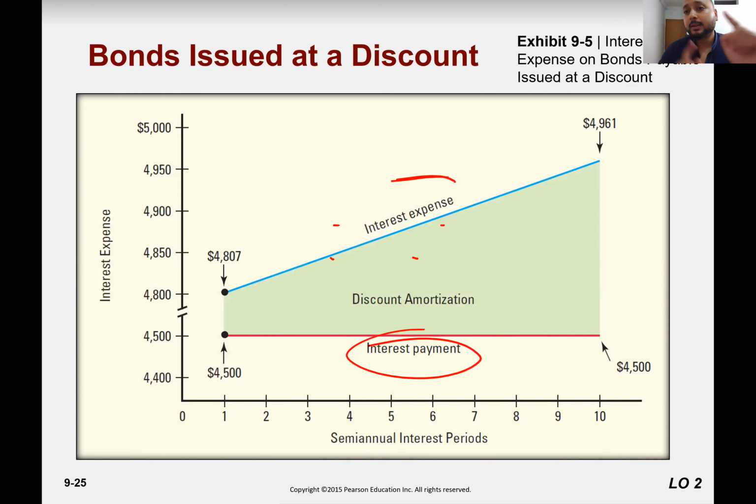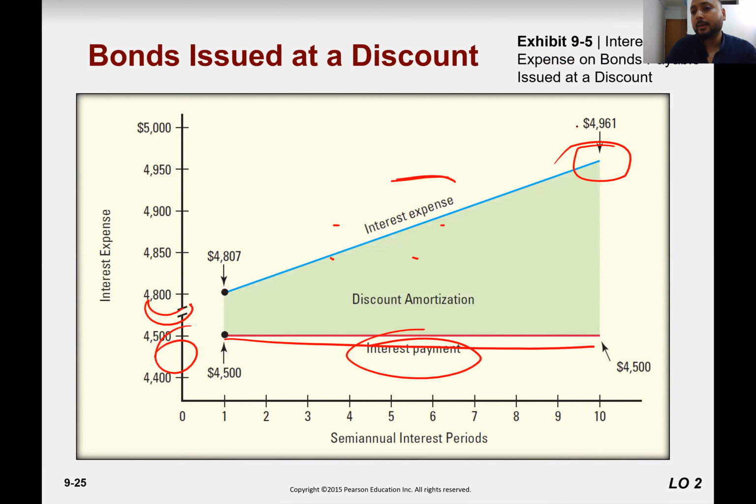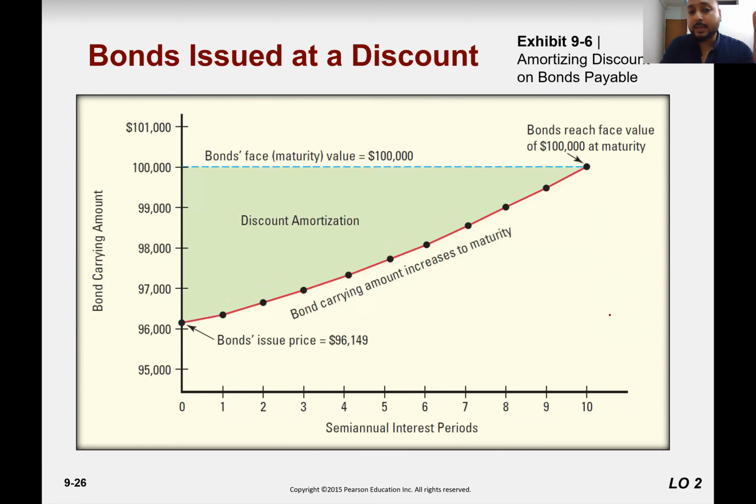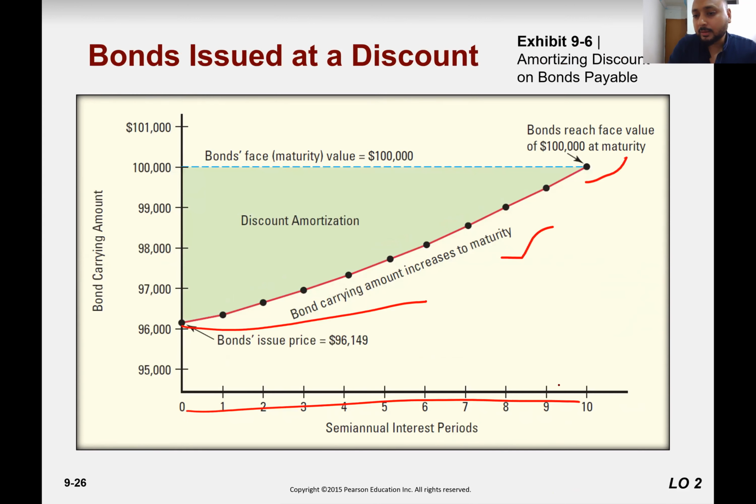Right? In a discount, the interest payment is flat 4,500, and the interest expense is higher than the interest payment. The difference is called discount. And the bond value increases in the 5-year maturity. Why is that?